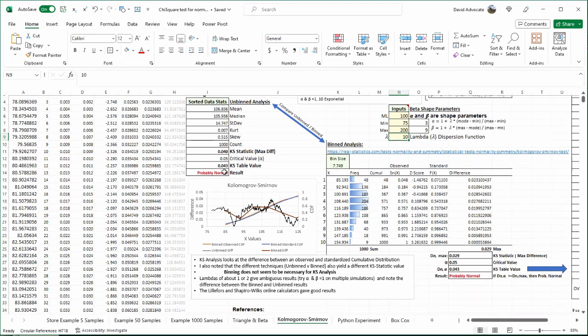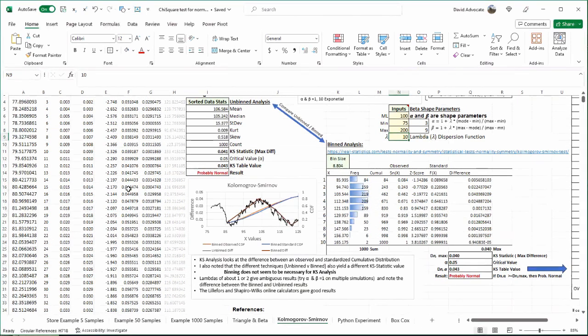So the unbinned says probably normal for both of these. Probably not normal, probably normal, probably not normal, probably normal. One more time. Probably normal, probably normal. So you can get some inconsistent results with this.